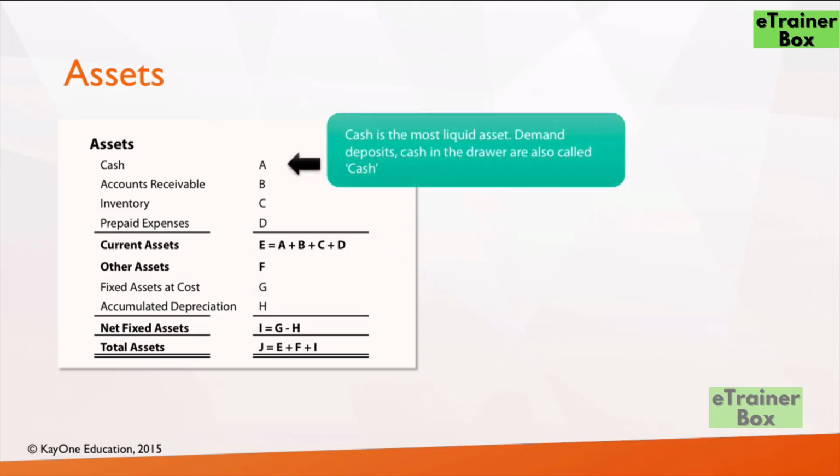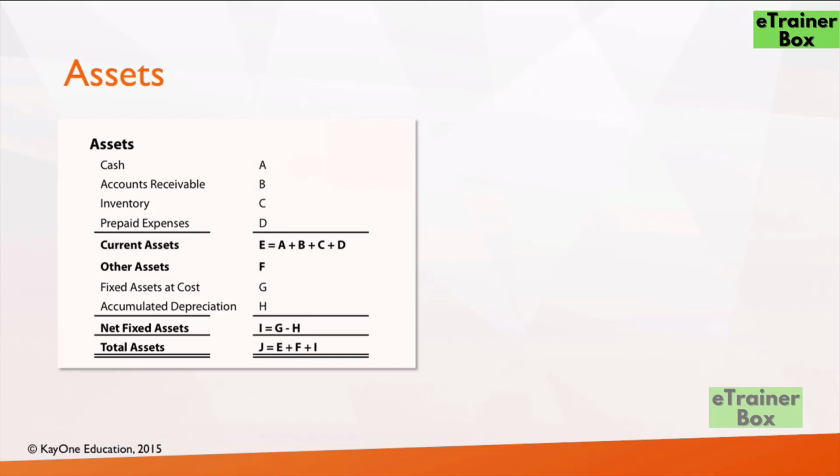So under current assets, we have several sub-assets. The first one, and possibly the most liquid asset, is cash itself. So cash includes cash in hand, cash in the bank, cash in deposits. All these are collectively known as cash for the purpose of financial statements.